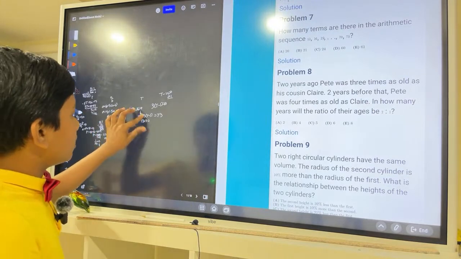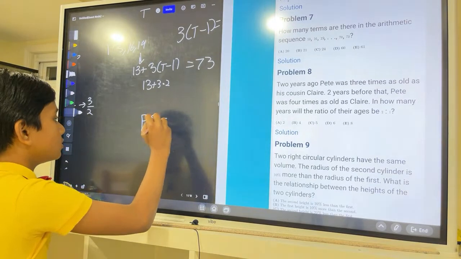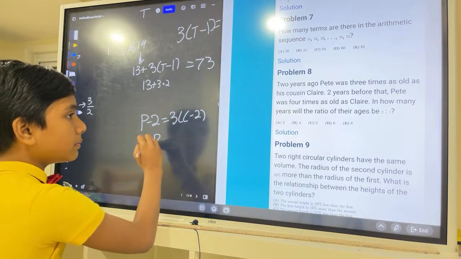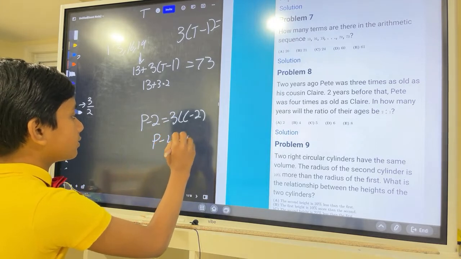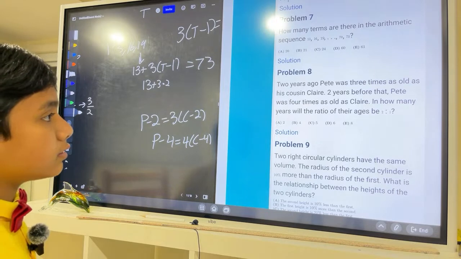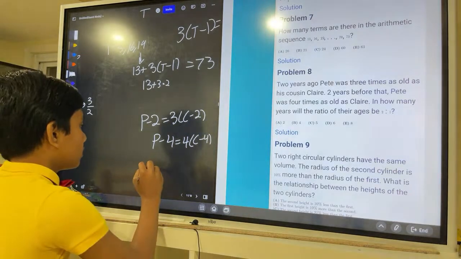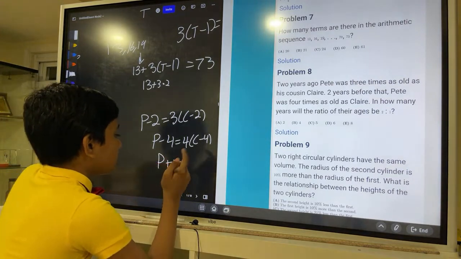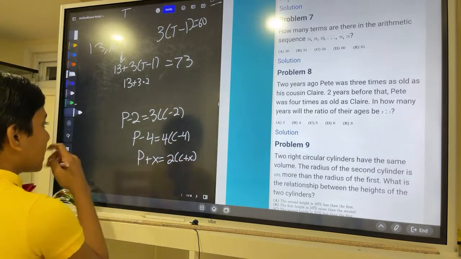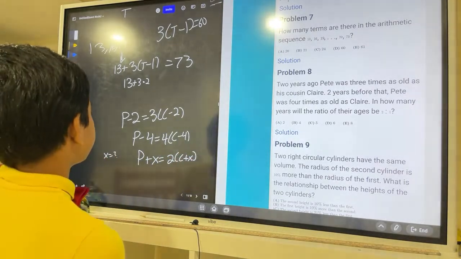2 years ago, Pete was 3 times as old as his cousin Claire. 2 years before that, Pete was 4 times as old as Claire. In how many years will the ratio of their ages be 2 to 1? Okay, and they're asking what x is. So let's see.